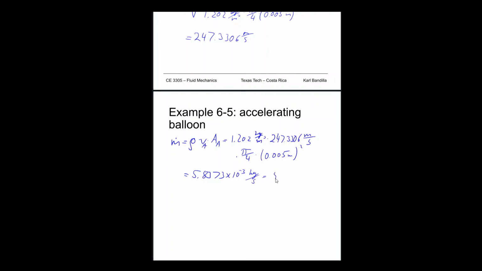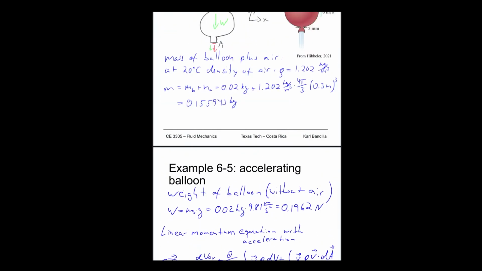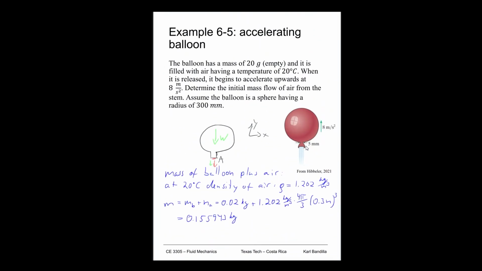Or we can write that as 5.84 grams per second. That would be our mass flow rate coming out of the bottom of our little balloon as it's accelerating upward.